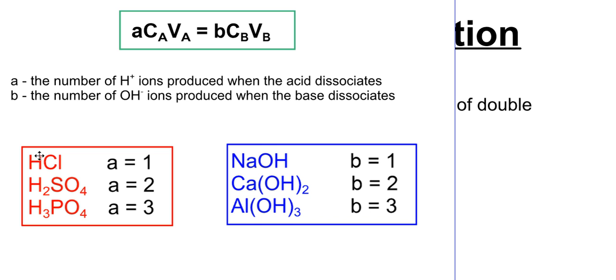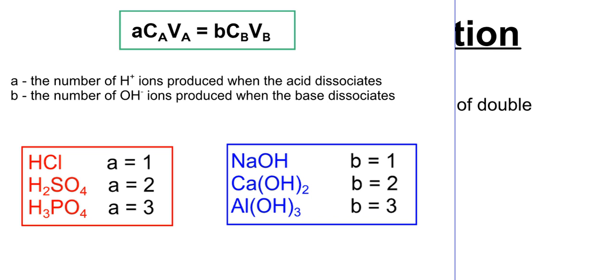If you want to copy these down into your book, you can. When HCl dissociates, I've got one H and one Cl, so my A value is 1. When H2SO4 dissociates, I've got two hydrogens, so my A value is 2. And here's phosphoric acid, H3PO4, so A is 3. Similar thing with bases, but I'm looking at the hydroxide ions. NaOH has 1 hydroxide ion, and therefore my B value is 1. Calcium hydroxide has 2 because of this subscript here, so that gives me a B value of 2. And aluminum hydroxide has 3 as a subscript, which means I've got 3 hydroxide ions, and my B value becomes 3.